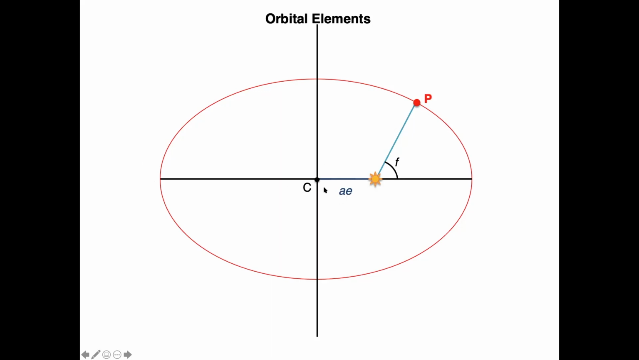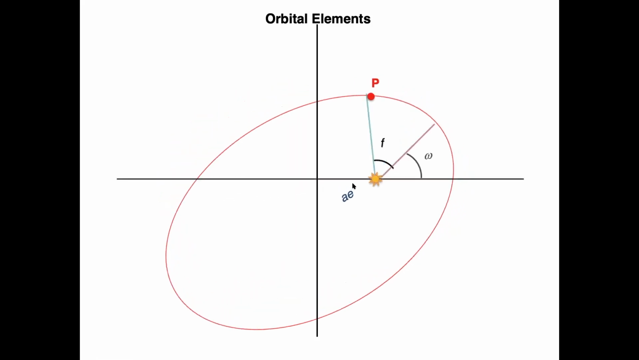The eccentricity, which is the distance from the center of the orbit to the focus in units of the semi-major axis. The true anomaly is the angle from pericenter to the position of the planet with vertex at the focus. And in this case here, we align the line of apsides with whatever coordinate system we are using.